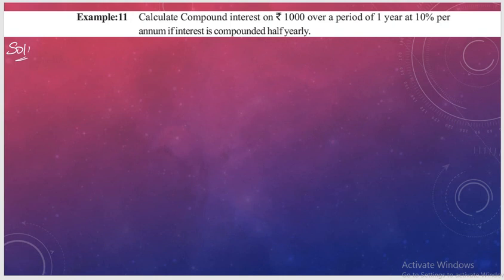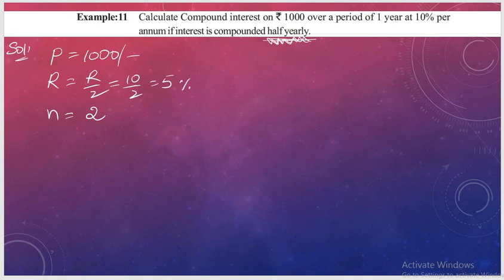Next, moving on to question number 11. What is given? Calculate compound interest for 1000 rupees over a period of 1 year at 10% per annum if interest is compounded half yearly. You need to understand this half yearly concept. The principal is given as 1000 rupees, and since we are doing it half yearly, the rate will be reduced to half and the time becomes double. For 1 year we need to take it as 2, so the rate will be changed to 10/2, which is nothing but 5%.